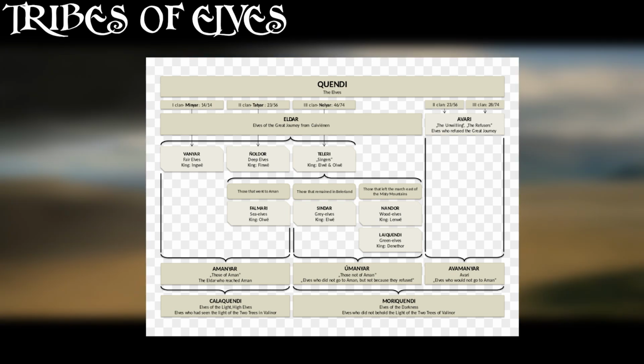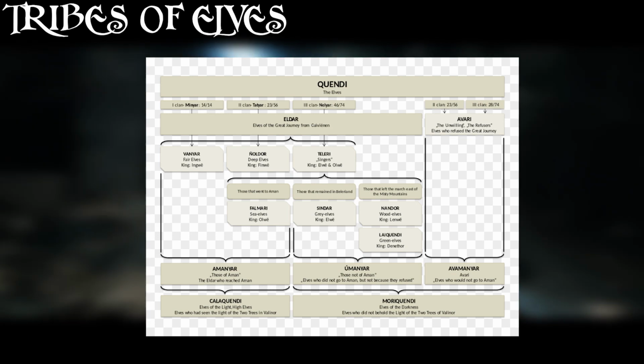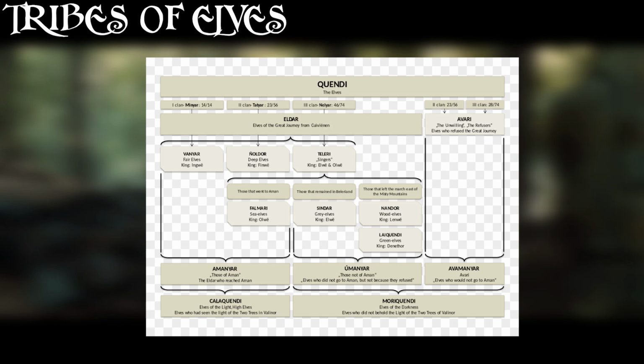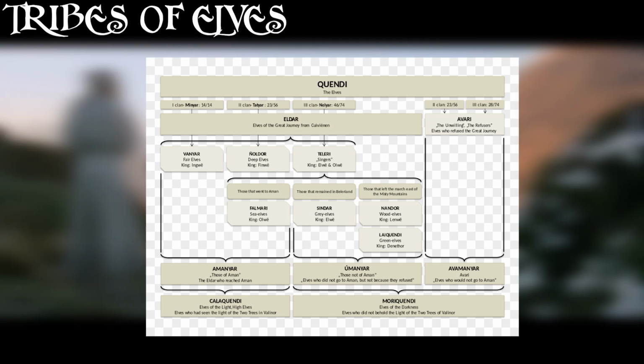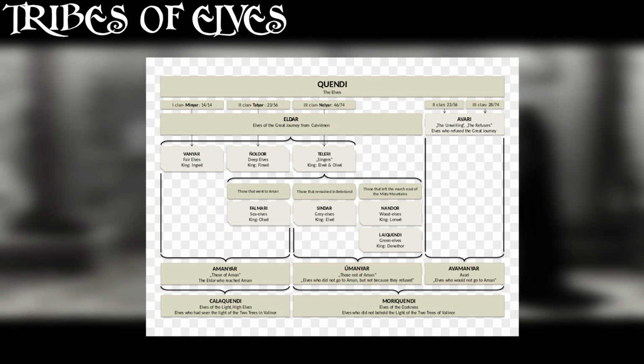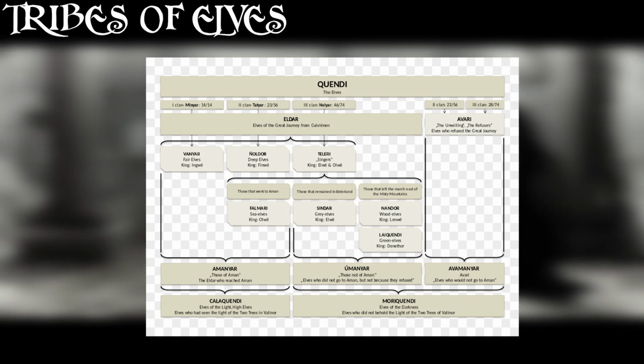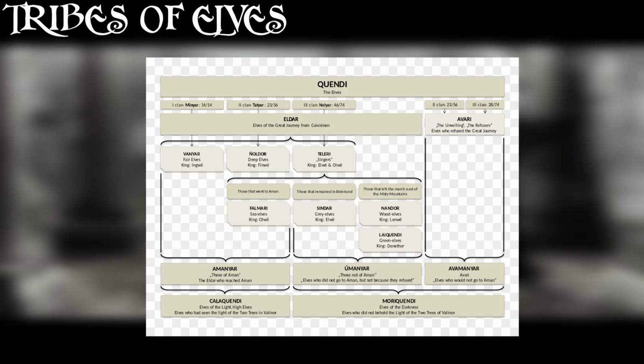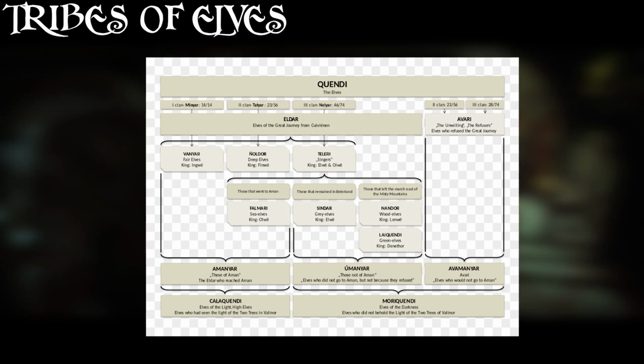Under the Telari you have the Sindar and the Nandor, Grey Elves and the Wood Elves respectively. Then you have the Laiquendi, the Green Elves, and then under them you have the Amanyar, those not of Aman. And finally you get to the bottom with the Moriquendi, Elves of Darkness. And on the far right you have the other main sect of elves, which are the Avari, the Refusers and Unwilling. Then they turn into the Avamanyar, elves who would not go to Aman. And then they turn into the Moriquendi also.